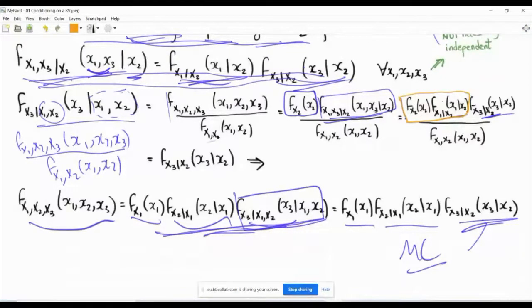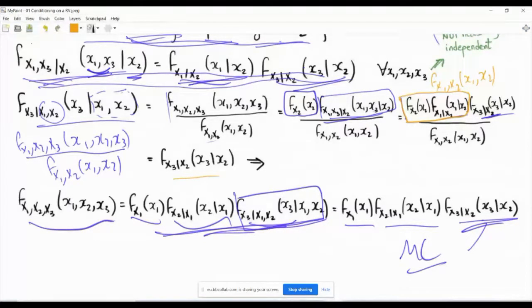The PDF of x2 multiplied by the conditional PDF of x1 given x2 is basically the joint of x1, x2. And it is the same term living downstairs, so these two cancel. Of course, implicitly, if something is in the denominator, I'm assuming that it is not equal to 0. So these two cancel, and you are left with the conditional PDF of x3 given x2.